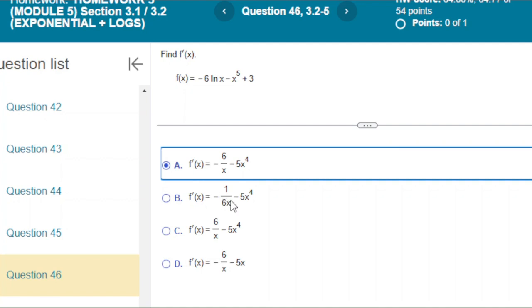Right, notice that this part here is wrong because it's not negative 6 over x. Same thing here. There's no negative. And this one is wrong because it's not just minus 5x, it's minus 5x to the fourth, right? Remember, the derivative of x to the fifth is 5x to the fourth.